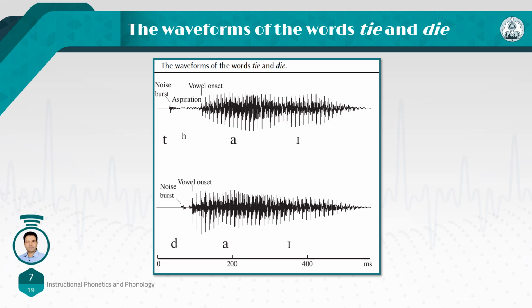As you can see, the major difference between "tie" and "die" is the increase in time between the release of the stop and the start of the vowel. In fact, we discuss this distinction further in chapter 6.